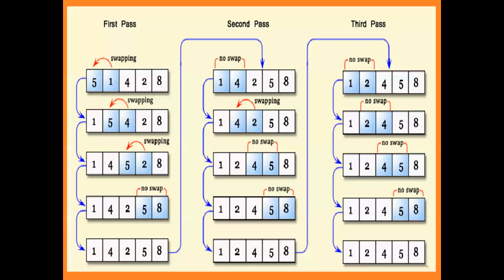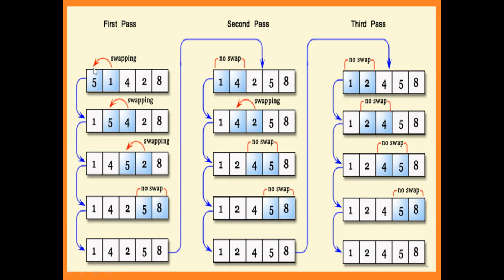Let us see with one example. Here is my list of elements: 5, 1, 4, 2, 8. In the beginning these numbers are not in sorted order, so we need to arrange them in ascending order. First, I need to start comparison from the 0th position element. This is the 0th position element, right? First compare this element with the next element. 5 will be compared with 1. So 5 is greater than 1.